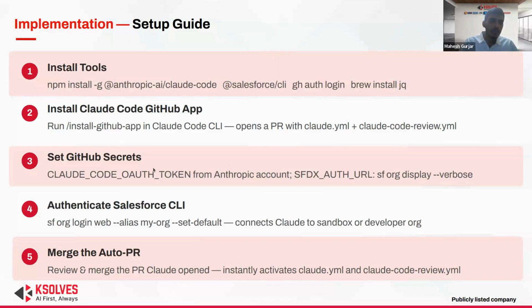And the third step is you have to set up 2 GitHub secrets. First is the Claude Code authentication token, which you can get from your Anthropic account. And the second is your Salesforce authentication URL. So you just need to copy and paste these into your GitHub secrets. The fourth one is you have to authenticate your Salesforce CLI. And the fifth and last step is you have to merge the PR which was opened when you installed the Claude Code GitHub app in the second step. The moment you merge the PR, everything is live. You've got Claude running. So it is that easy to set up Claude Code.